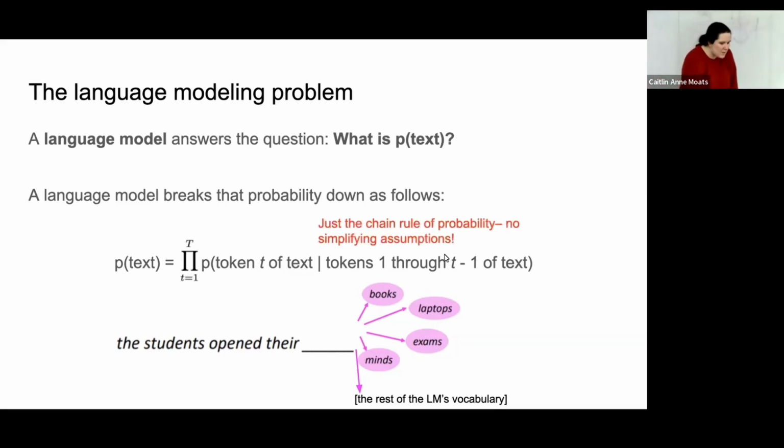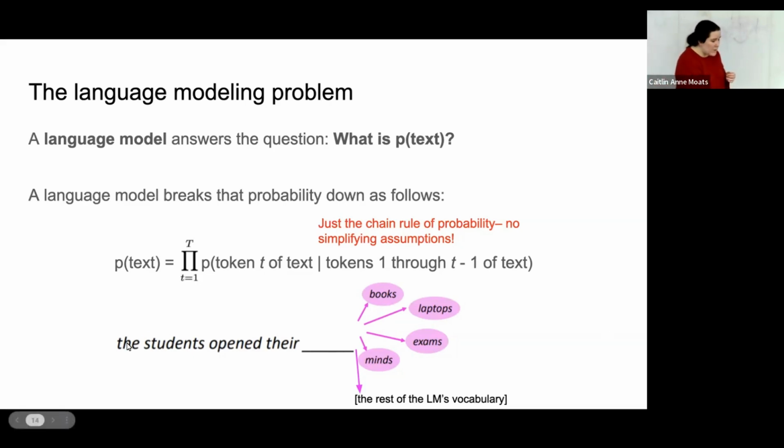Now, one nice thing about this is that this is actually just the chain rule of probability. Again, if it's been a while since probability for you or you haven't taken it yet, no worries. But the important thing here is that there are actually no simplifying assumptions that are made between converting from this notation and this notation.